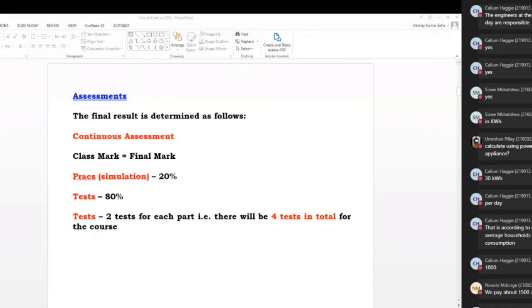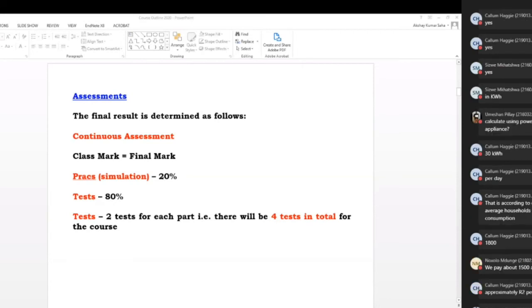Dr. Tiako is the course coordinator for this power system. I'm a lecturer for this part, which I'll come to later on. So Dr. Tiako will deal with the practical simulation stuff and also his section of lecturing the modules. I am responsible for part 1 or section 1, and in each of those sections we will have tests. So we will have 2 tests for each section, meaning there will be 4 tests in total, and those 4 tests will give you 80% of the class mark, and 20% will come from the practical. Is that clear? Okay, that's great. Thank you.